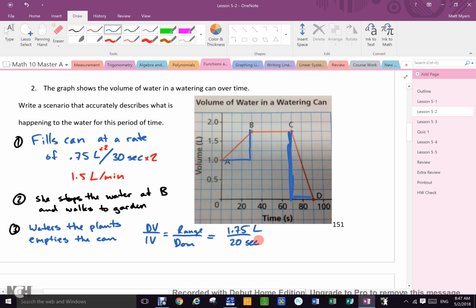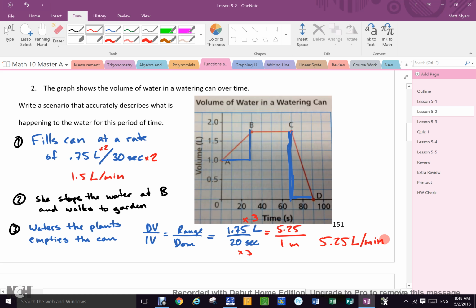A minute. So what do I do to get 20 seconds up to 1 minute? 1 minute is how many seconds? 60. So what do I got to do here? Times 3 to get 1 minute. So what do I got to do up top? Times 3, which is 5.25, right? Yeah. So she empties it at 5.25 liters per minute.